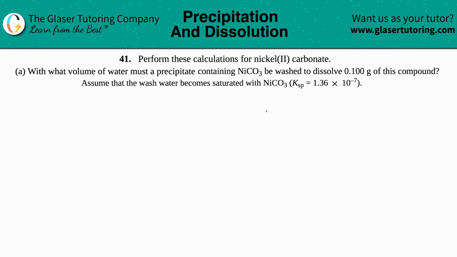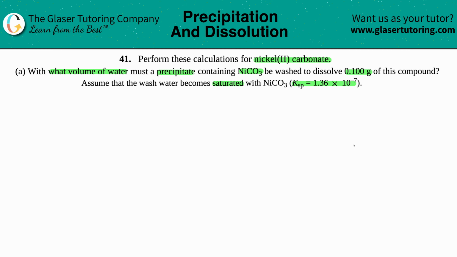Number 41. Perform these calculations for nickel 2 carbonate. Letter A: With what volume of water must a precipitate containing the nickel 2 carbonate, NiCO3, be washed to dissolve 0.100 grams of this compound? Assume that the wash water becomes saturated with NiCO3, and they gave us the Ksp. Ksp is 1.36 times 10 to the negative 7th.